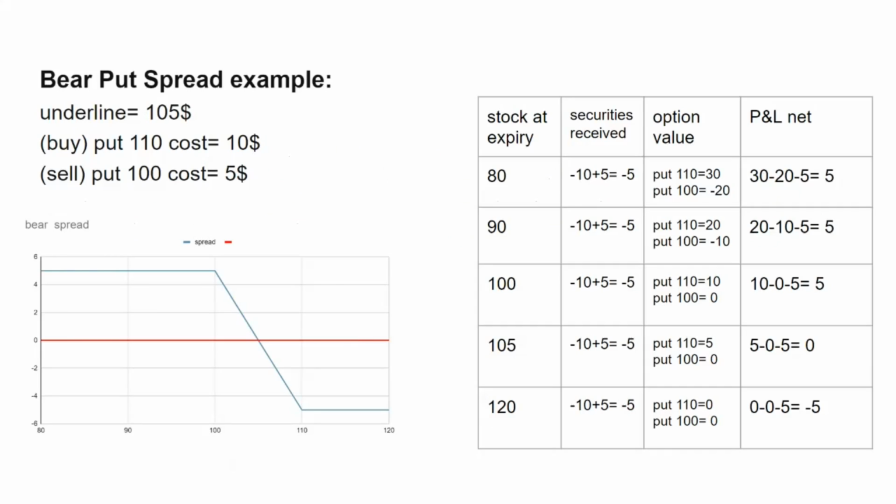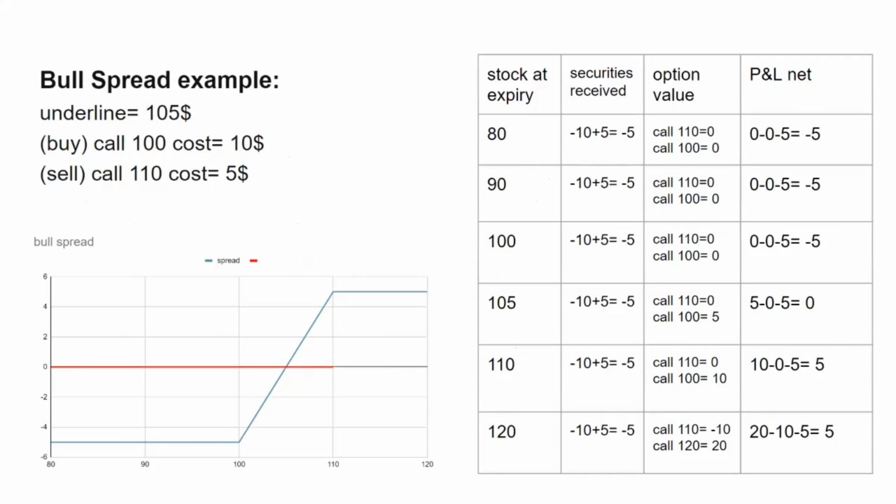Again, the same strategy, same example also, but this time we're going to buy the call 100. The strike price is 105, and we're going to sell call 110. We're going to receive $5 from selling the out of the money call 110, and we're going to buy the call 100, which is in the money, and we're going to spend $10 for it.